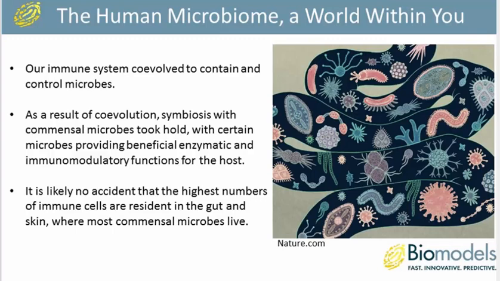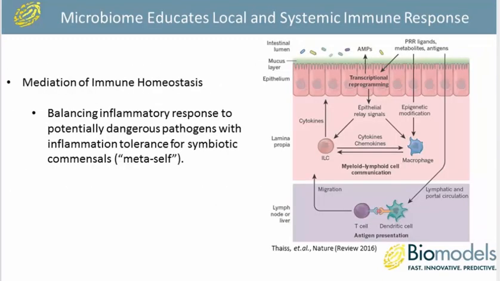Our immune system co-evolved to contain and control microbes, and as a result of this co-evolution, symbiosis with commensal microbes took hold, with certain microbes providing beneficial enzymatic and immunomodulatory functions for the host. So it's likely no accident that the highest numbers of immune cells are resident in the gut and the skin, and that's where most commensal microbes live.